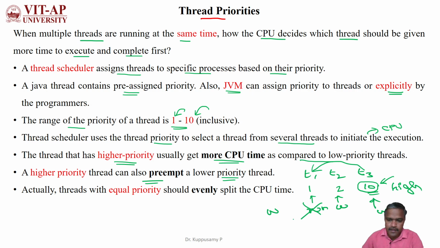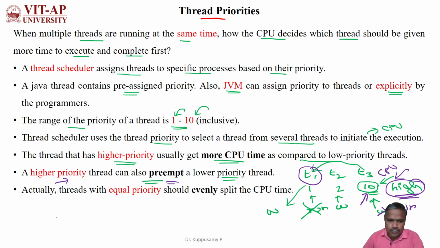The running state will be cancelled, and T1 will be kept in the waiting state. Then T3 will get the CPU for running its process, because it has high priority. So the currently running thread is made to wait, and the newly entered thread gets the CPU by using the high priority value. This process is called preemption. A high priority thread will preempt the low priority thread.